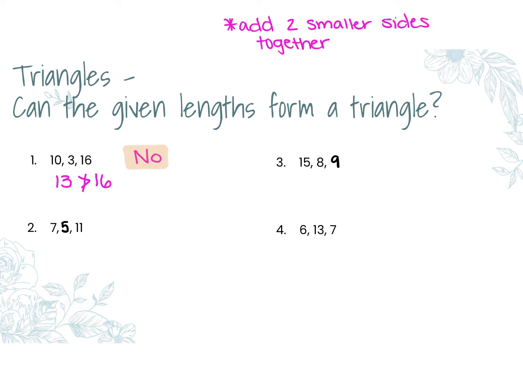In question 2, I see the side lengths 7, 5, and 11. I'll add together my two smaller sides, 7 and 5, to get 12. And 12 is greater than 11, so this would form a triangle.